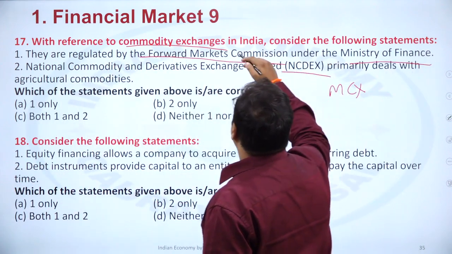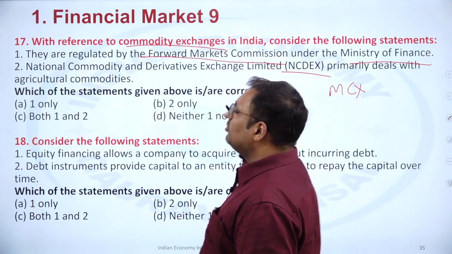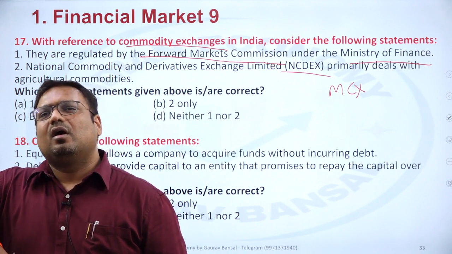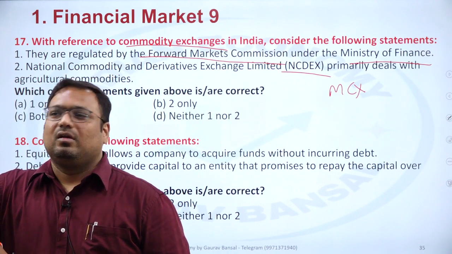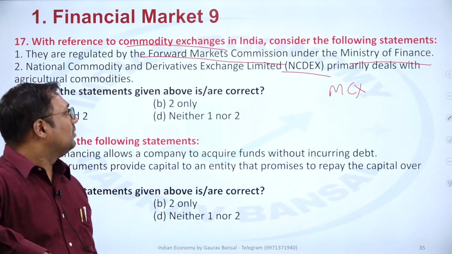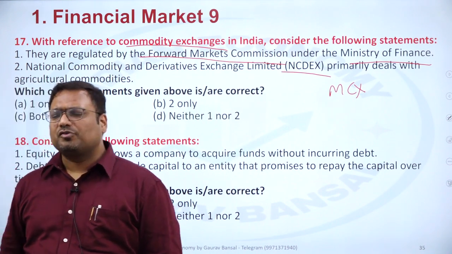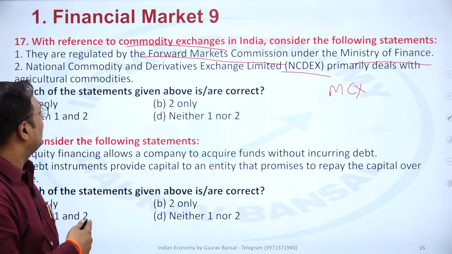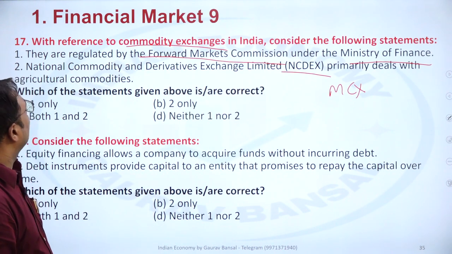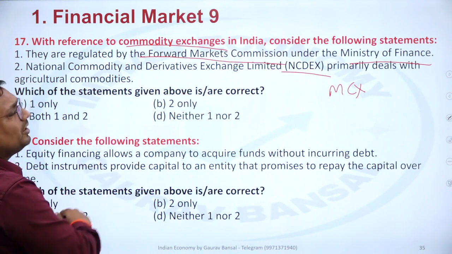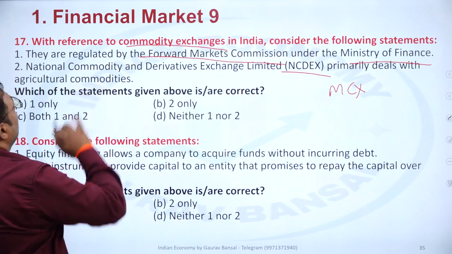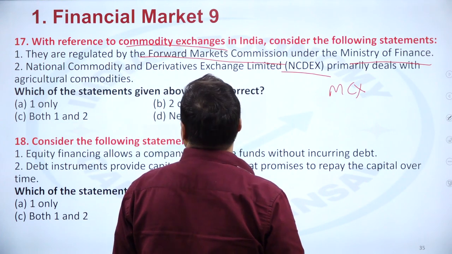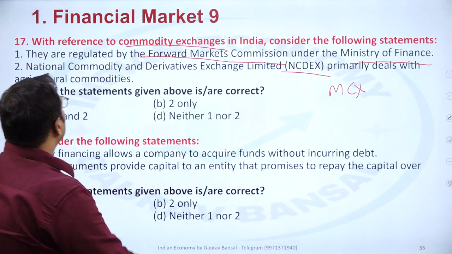That is wrong now, because there used to be a Forward Market Commission, but it was merged with SEBI around 2016. So that Forward Market Commission no longer exists. Today, SEBI regulates the commodity exchange. And the second is National Commodity and Derivative Exchange Limited, NCDEX, which primarily deals with agricultural commodities. That is correct.